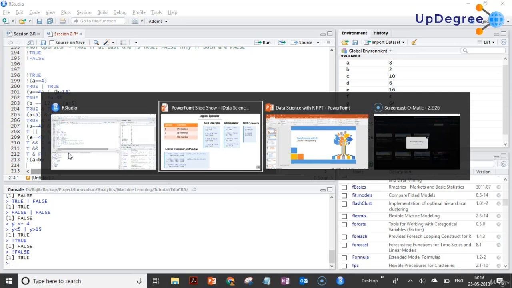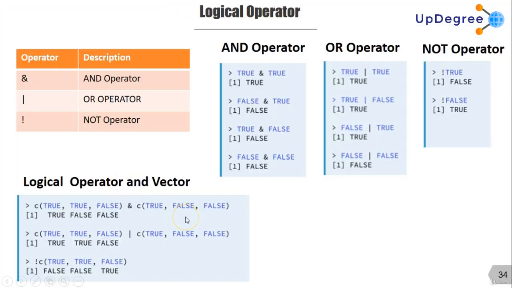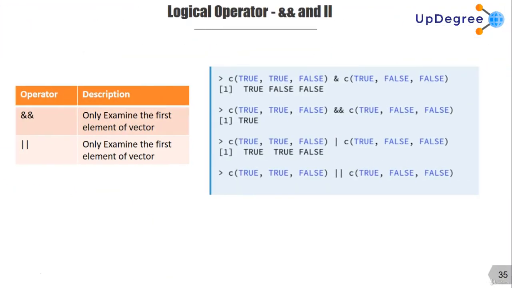But one thing I want to mention is the double AND operator and double OR operator. This is a bit different. Suppose we use the combine function to create two logical vectors: true true false, and true false false. Now if I check both of them with the single AND, it would check one by one. So the first element is true and true, which would give me true because I have asked for AND. Similarly true and false would give me false, and false and false would give me false again.